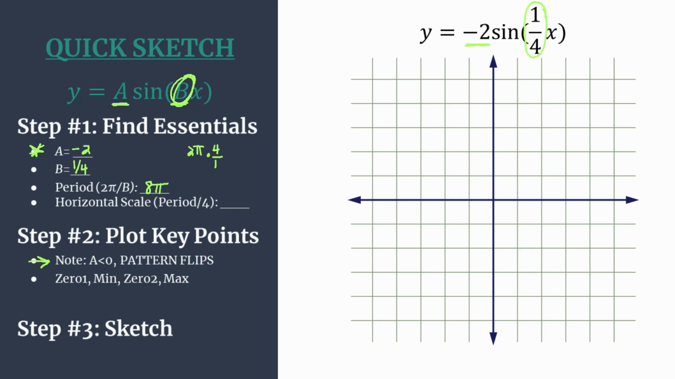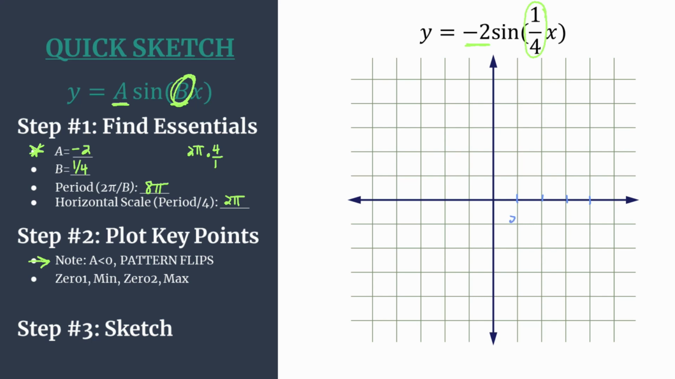Okay, so now whenever I find the period, I just divide it by 4. So 8 pi divided by 4 is 2 pi. And then that's what I use for my horizontal scale. I do that because there are 4 key points when we plot the pattern in the next step. And so each point will line up with a horizontal tick mark. So let's go ahead and count out 1, 2, 3, 4 horizontal tick marks. And we'll label them. This will get us one full cycle of our graph.